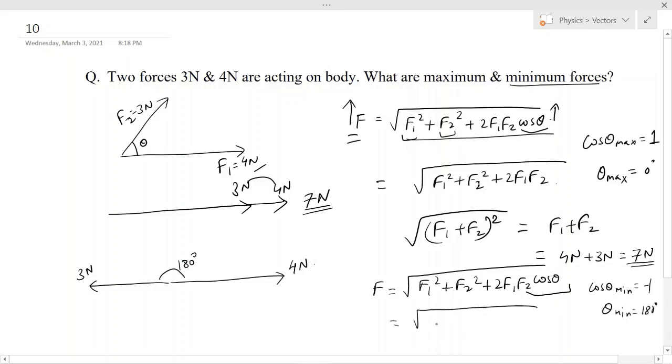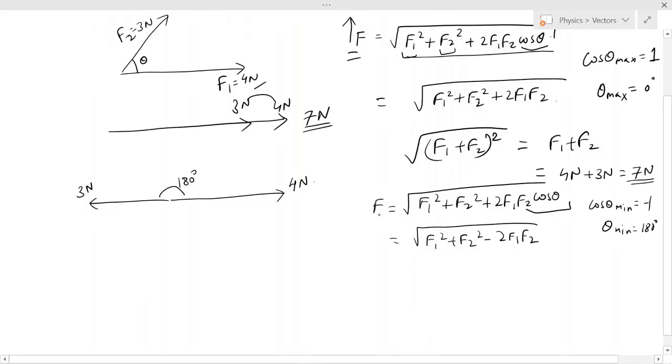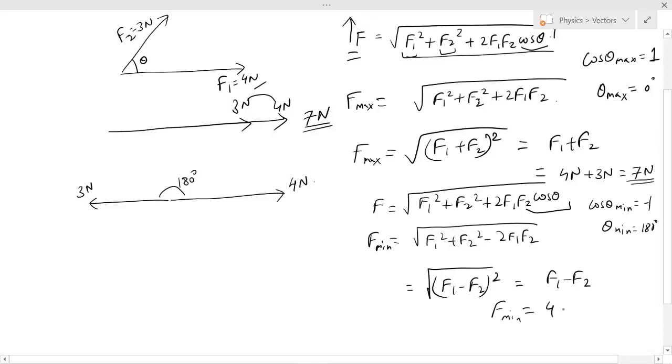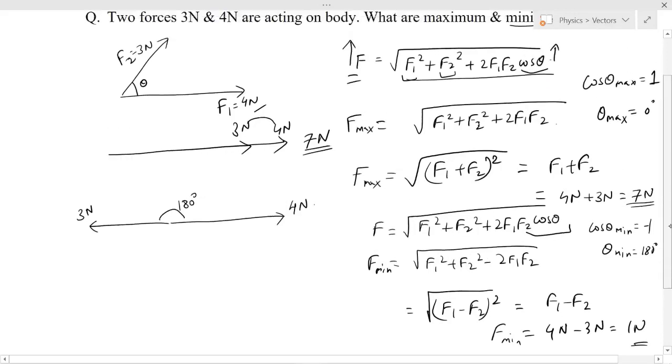So this becomes square root of F1 square plus F2 square minus 2F1 F2, because cos of 180 degree is -1. Let me write subscript minimum here, because we are calculating it for the minimum force, and let's say it is maximum here. So this is F1 minus F2 whole square in the square root of that. So this becomes F1 minus F2. So the minimum force is 4 Newton minus 3 Newton, which is 1 Newton. So this is the minimum force.